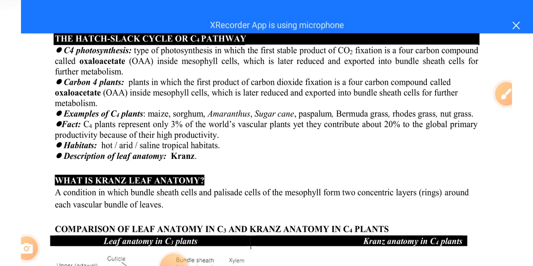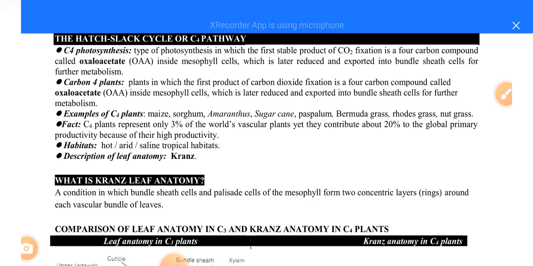Now this one is a 4-carbon compound called oxaloacetate, in bracket OAA, formed inside the mesophyll cells, which is later reduced and exported into the bundle sheath cell for further metabolism. We shall look at this. Now we are looking at examples of C4 plants. We have maize, sorghum, amaranthus, sugarcane, Bermuda grass, Rhodes grass, and nut grass. The C4 plants represent only 3% of the world's vascular plants, yet they contribute about 20% of the global primary productivity because of their high productivity.